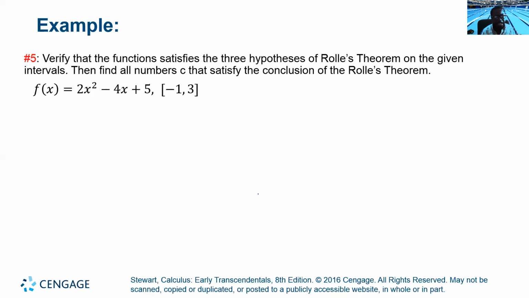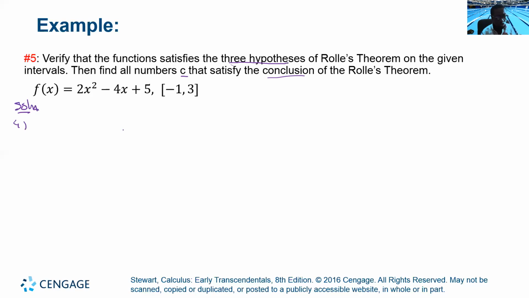Now, exercise number 5. It says to verify that the given function satisfies the three hypotheses of Rolle's theorem on the given interval, which in this case is [-1, 3], and then find all such numbers c that satisfy the conclusion of the theorem.